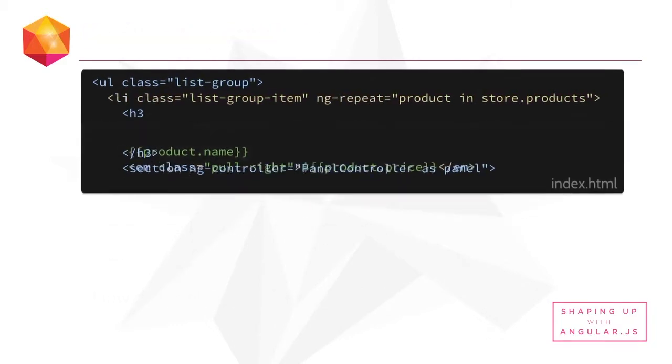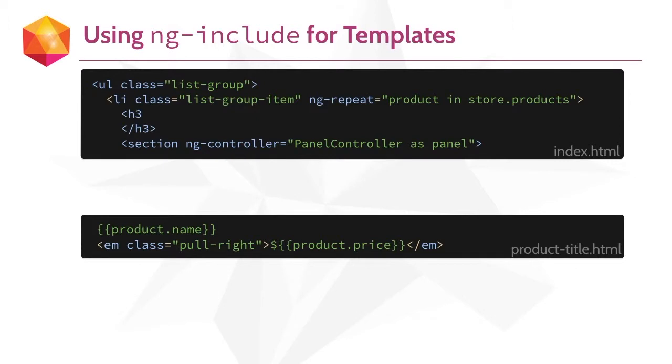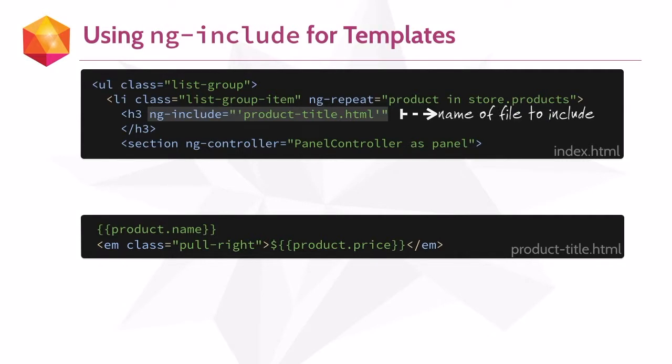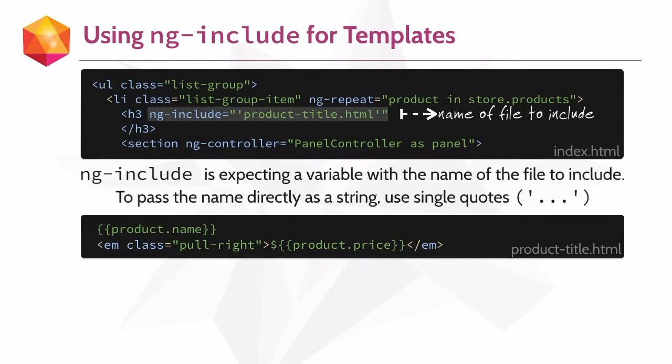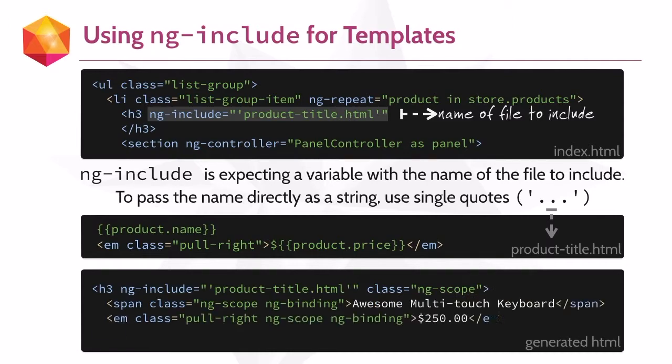To do this, first we'll pull out that duplicate code into a new file that we'll name product-title.html. Then inside of our index.html, we'll use the ng-include directive, specifying the name of the file we want to include. You'll notice here that we're using double quotes and single quotes. That's because ng-include is expecting a variable with the name of the file. If we want to pass a name directly as a string, we've got to use the single quotes inside of the double quotes. Once this file is included, you'll see the generated HTML look something like this.